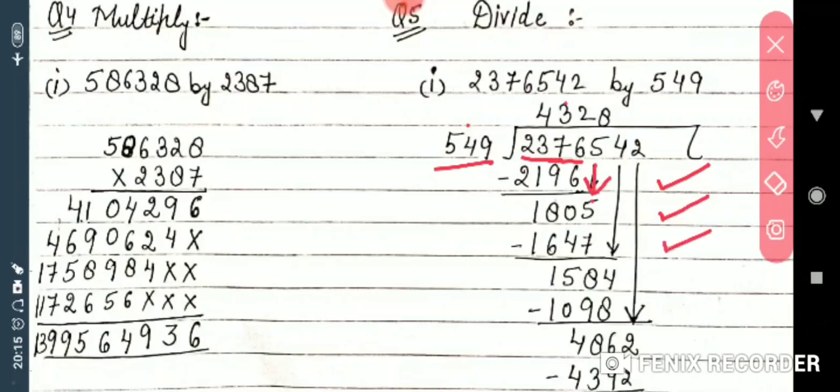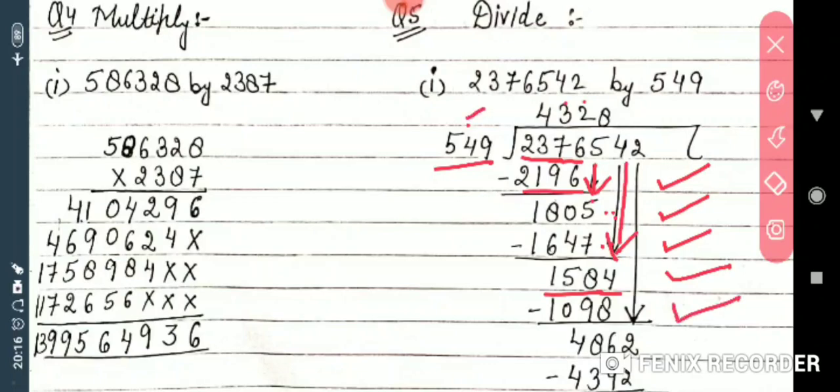Now we will multiply 549 by 3 and we will get 1647. Why have we not multiplied by 4? Because if we multiply by 4 we will get 2196, and 2196 is greater than 1805. So as you know very well, which number should be here? This number should be smaller than this number. Then we will subtract 1647 from 1805 and we will get 158. Then we will carry down 4 and the number will be 1584. Now we will multiply 549 by 2.